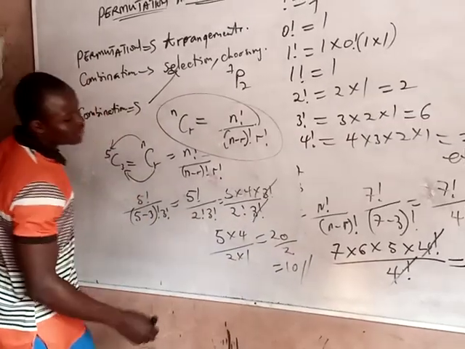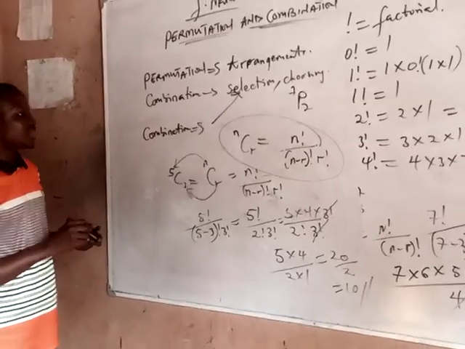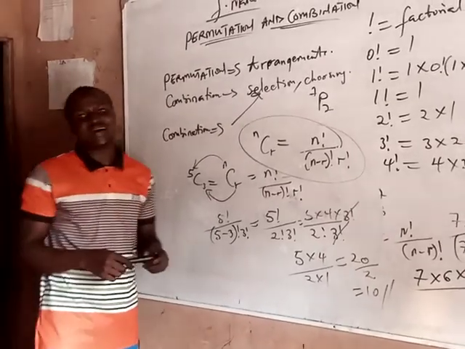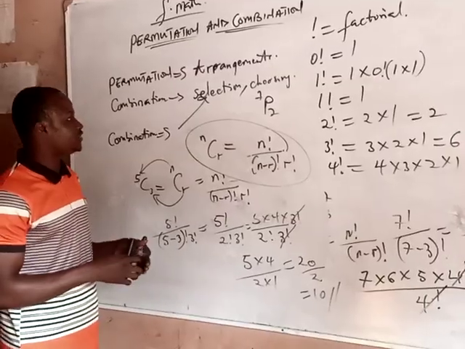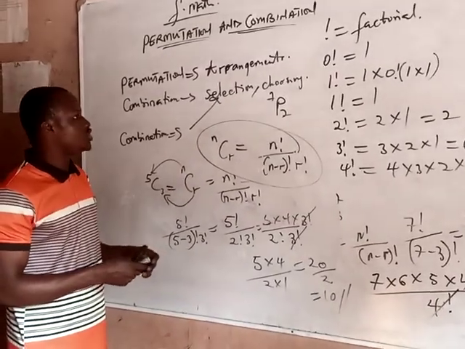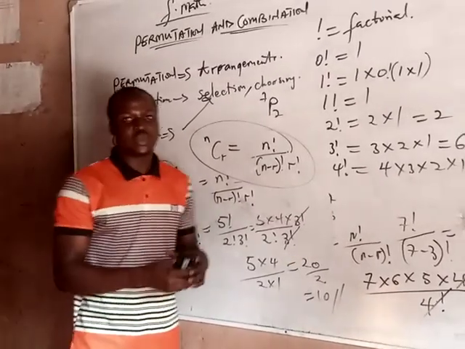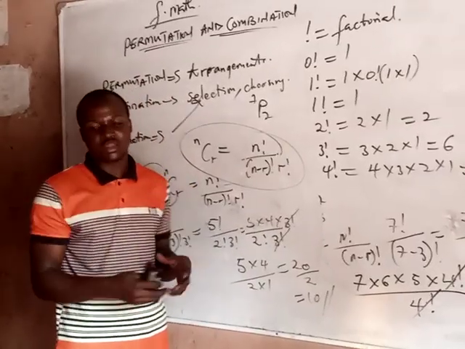So our answer is 10. That is it about permutation and combination, as a beginner's foundation. In another video, we will expand on questions and work them in many ways.